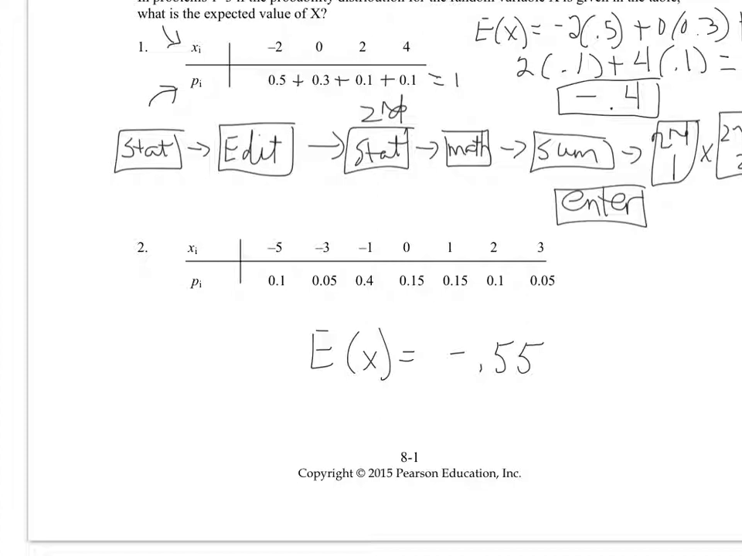Now, this doesn't necessarily make a lot of sense in this particular format of a question, because obviously negative 0.55 isn't even one of the outcomes you can have in the table, but this is letting you know on average what to expect. As we go to the next page, we're going to see more of a practical example of when this might be helpful to know.